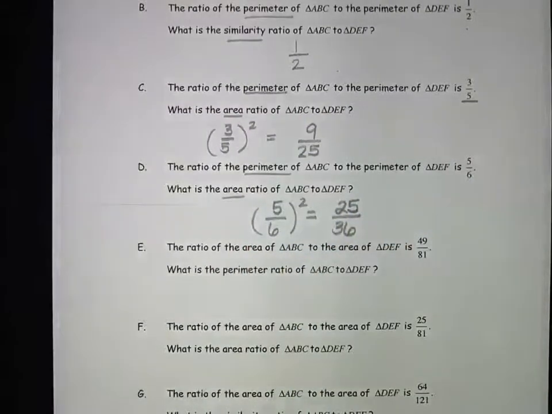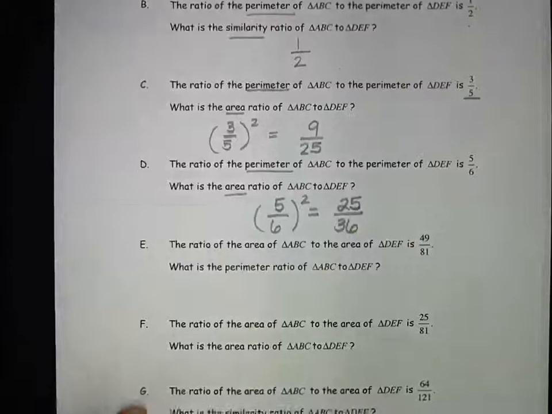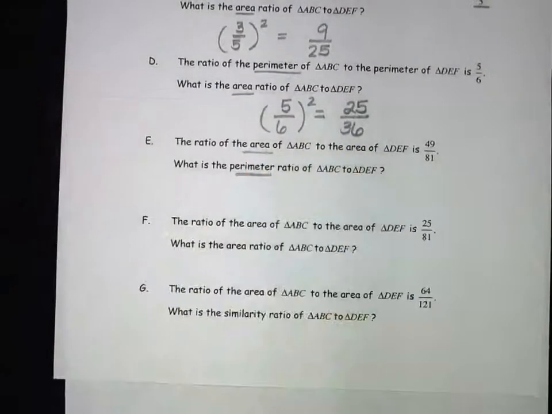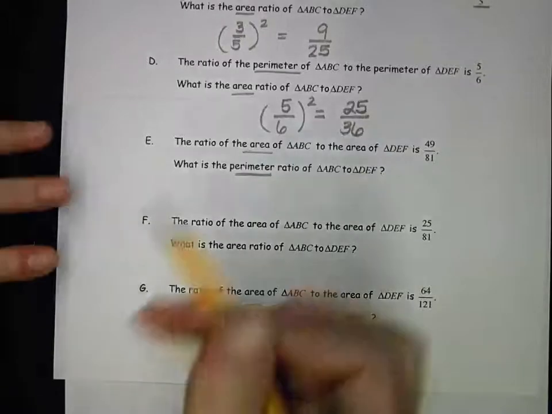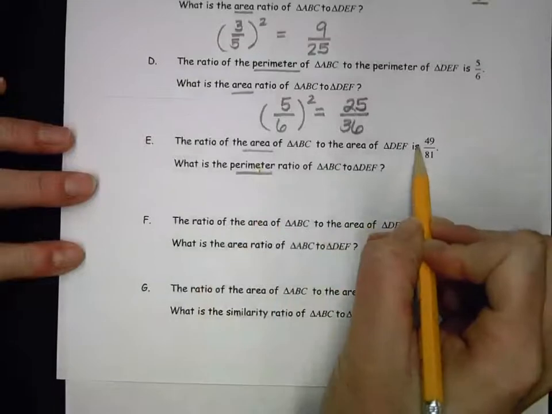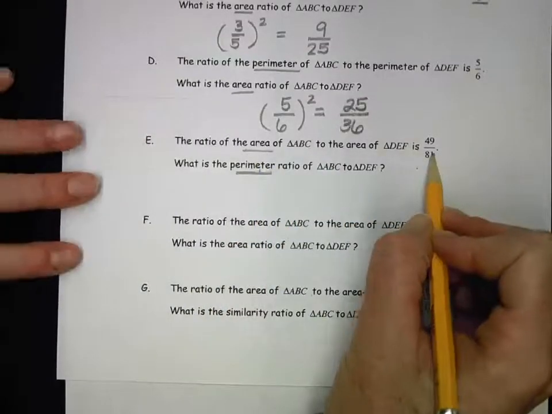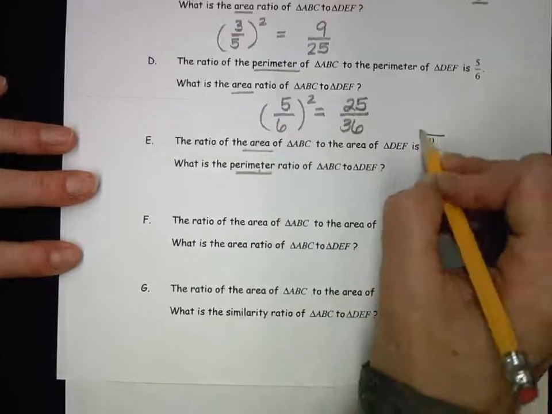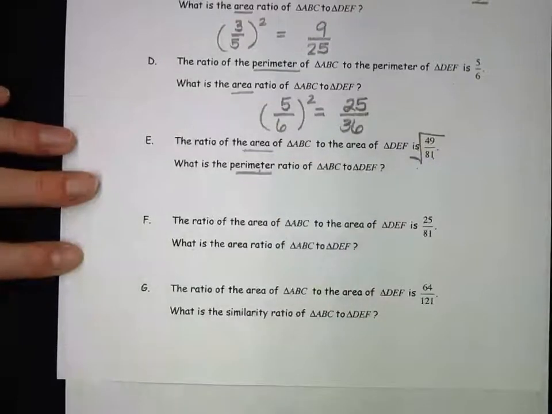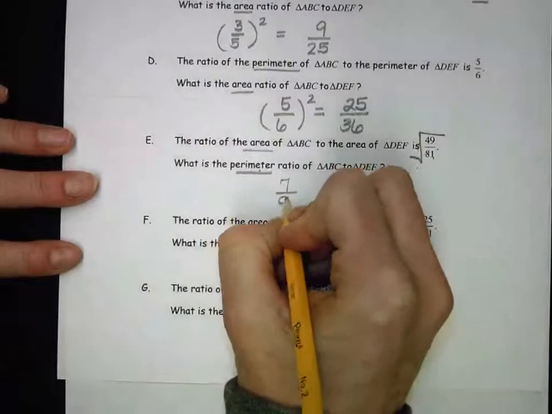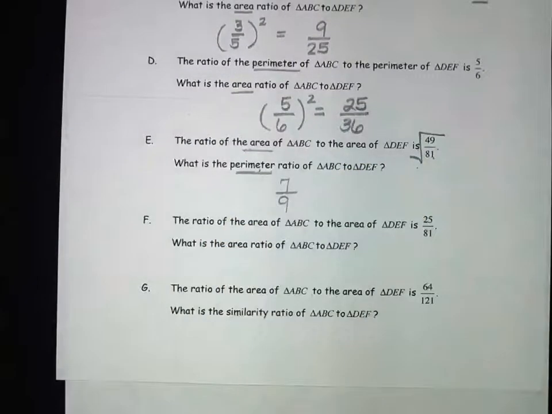In the next example, we are given the area ratio, and we need to find the perimeter ratio. Because the area ratio is the square of the perimeter, what we want to know is what squared gives me this. So if we want to know what squared gives me this, the way we can undo this is by taking the square root of it. So the square root of 49 is 7. The square root of 81 is 9. So our perimeter ratio will be 7 over 9.